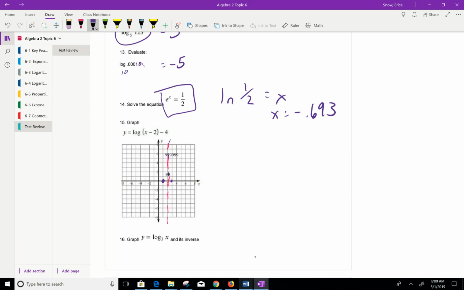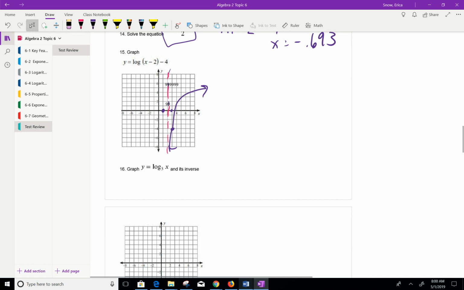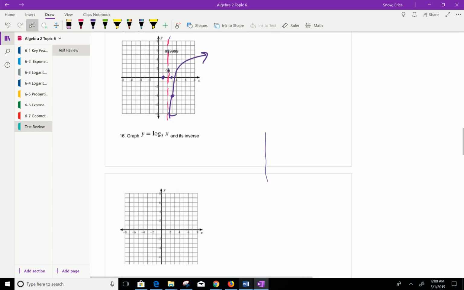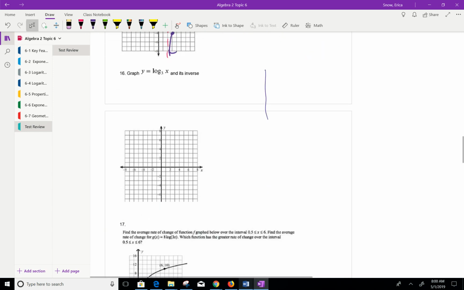I'm going to make sure we have our asymptote in the right place. Okay, this is graphing that log and its inverse. And so log base 3 of x, again, we're going to go through that y-intercept. And there's no shifts on this. So our asymptote is there, and there's our log.